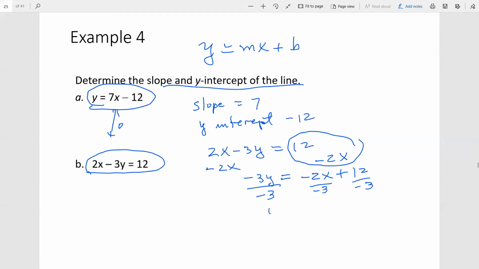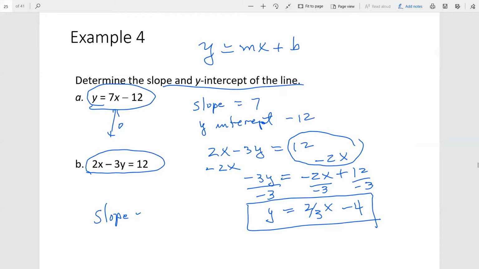So I'm left with y equal 2/3 x minus 4. So now we have it in the slope-intercept form. And so the slope is equal to 2/3, and the y-intercept is minus 4.